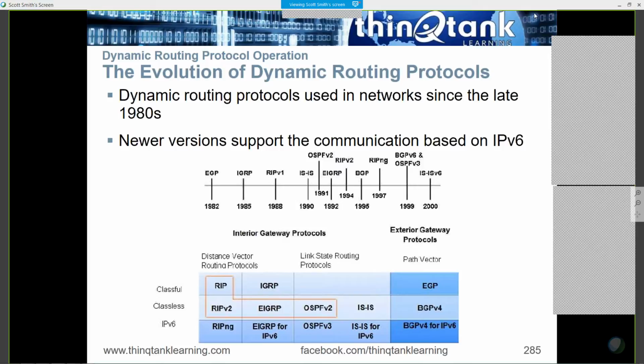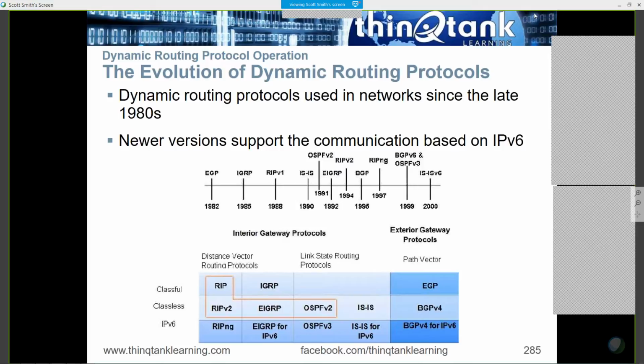So if you look at the table at the bottom there, it gives you an idea of how we classify protocols. There are several different sub-classifications of routing protocols. You've got this concept of classful versus classless. Classless is good because that means we support subnetting. Classful is bad because we don't support subnetting. All right?